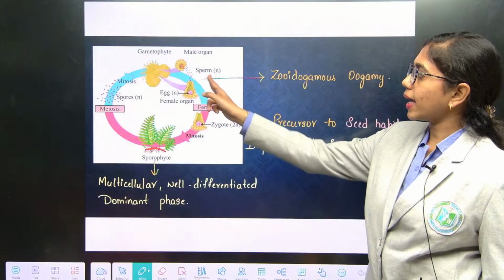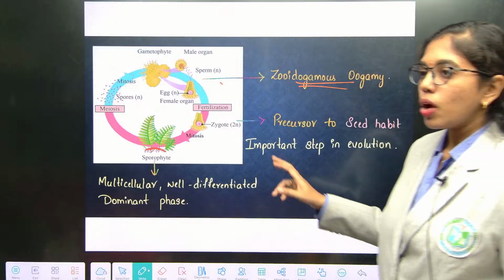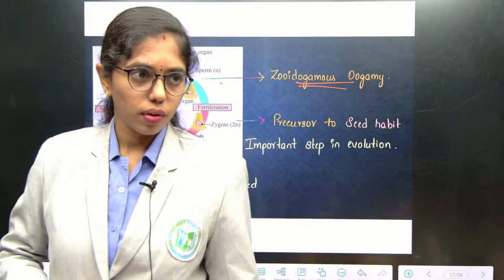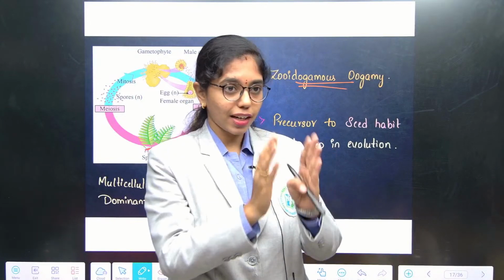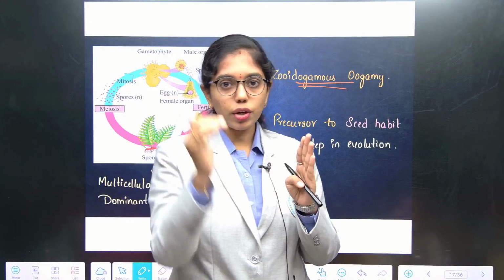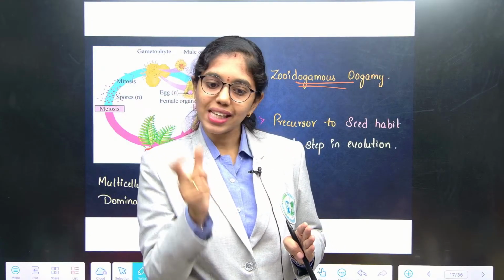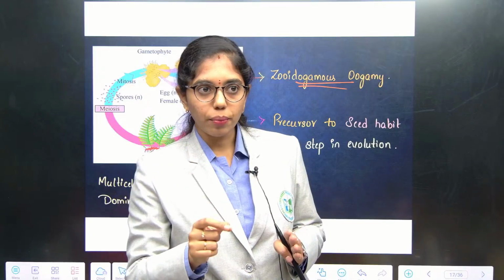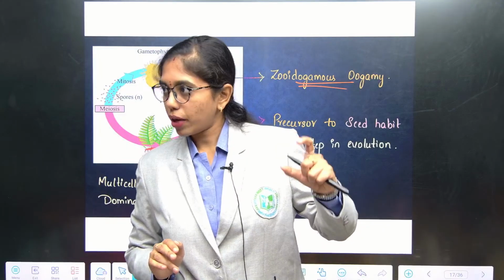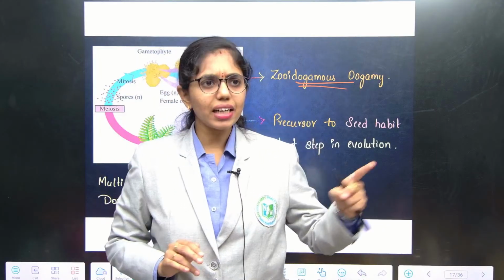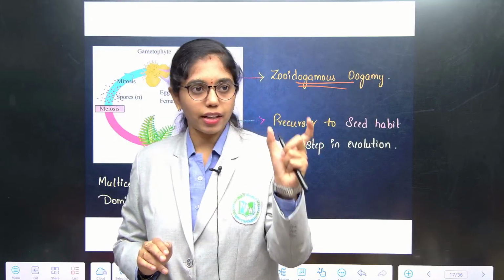Here you see what type of oogamy? Zooidogamous oogamy. And when the zygote develops to embryo, the site of fertilization is archegonia only. Inside archegonia only fertilization takes place. And the first cell of the sporophytic generation is the zygote. Zygote develops to embryo. This story is clear to us. Once the embryo is formed in bryophytes, that embryo will directly develop into sporophyte. The embryo is not staying inside the archegonia.